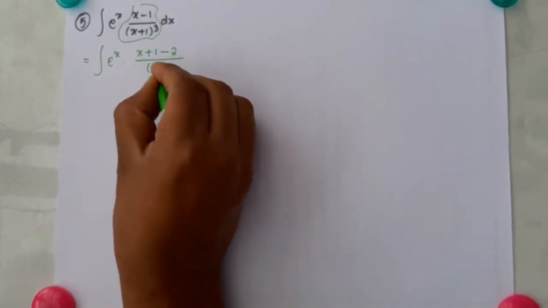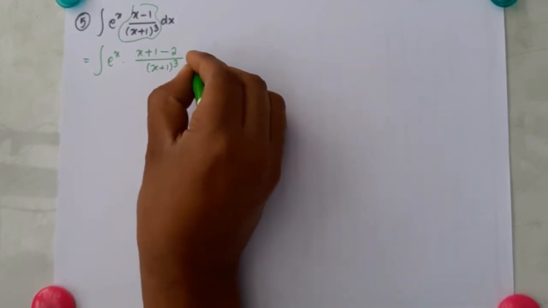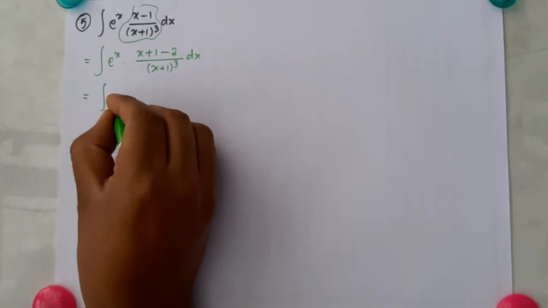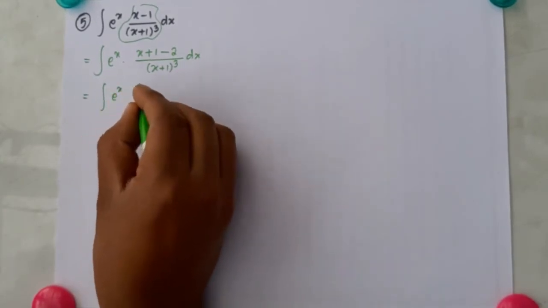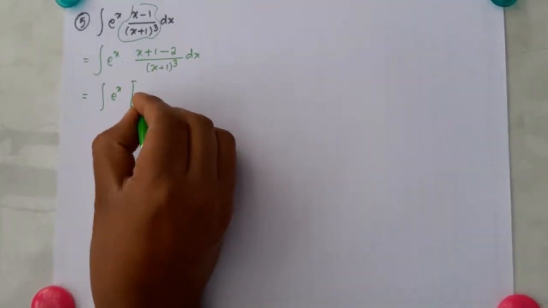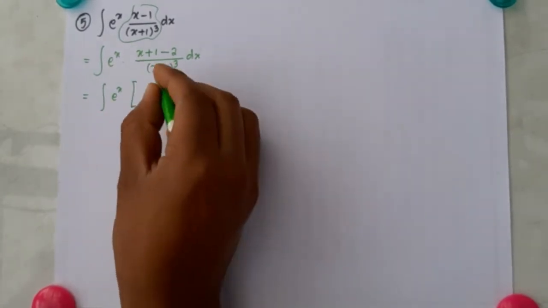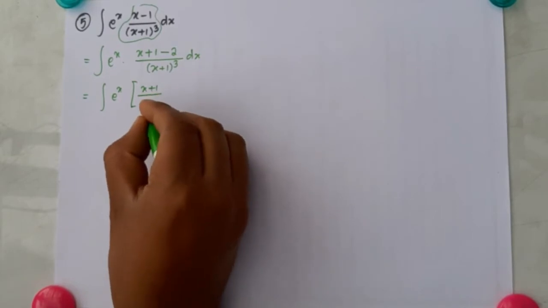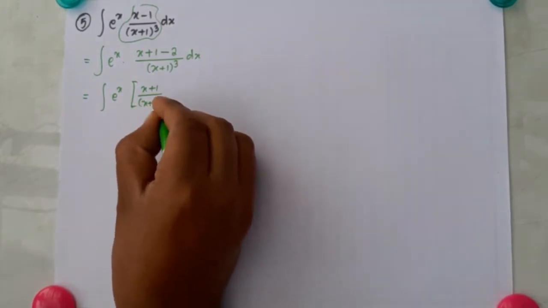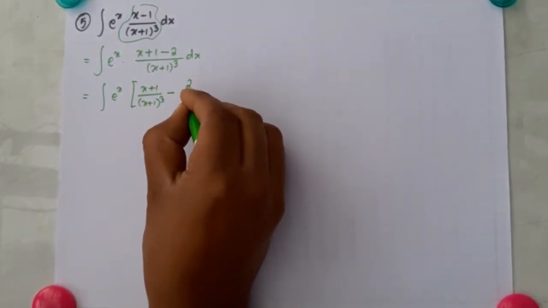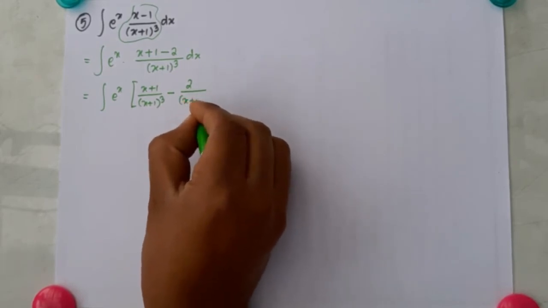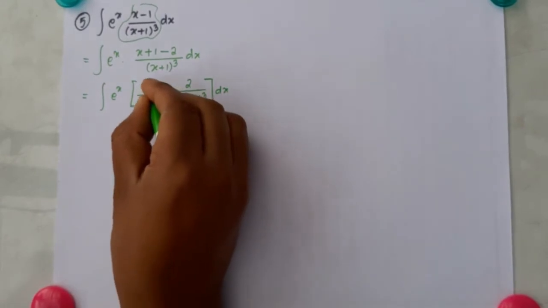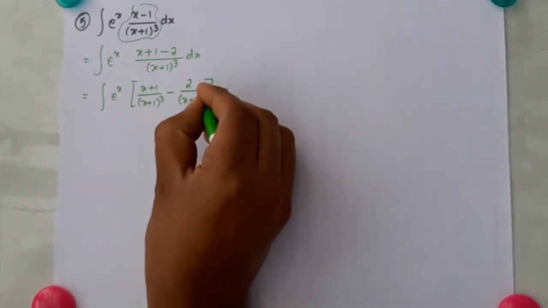So we have x plus 1 whole cube dx out here. So the first step is clear to you, isn't it? So we have e to the power x. Now you know that we have to write it as something plus something, so this can be done in this way. See here carefully. This can be written as x plus 1 by x plus 1 whole cube minus 2 by x plus 1 whole cube, isn't it? So we have dx. Now see, this is one term, this is another term.